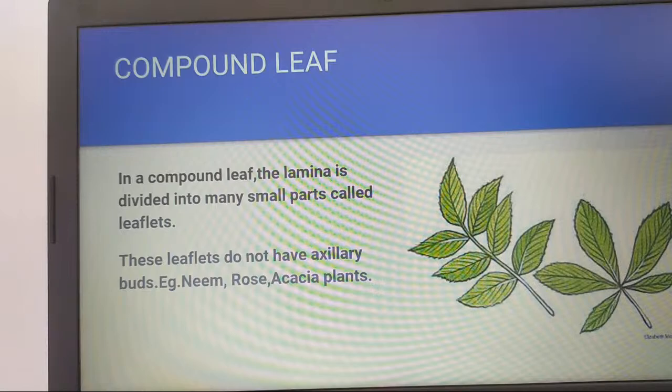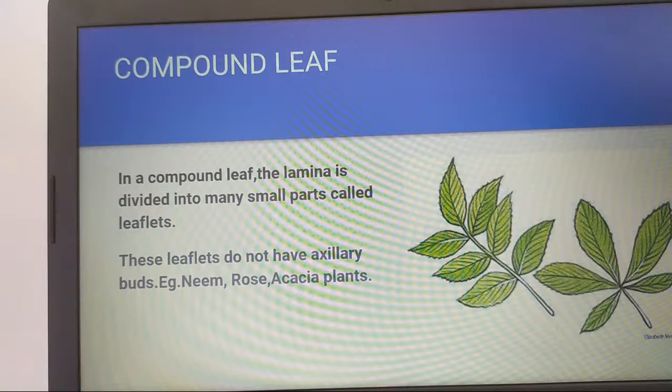Some examples of a compound leaf are neem, rose, acacia, etc.